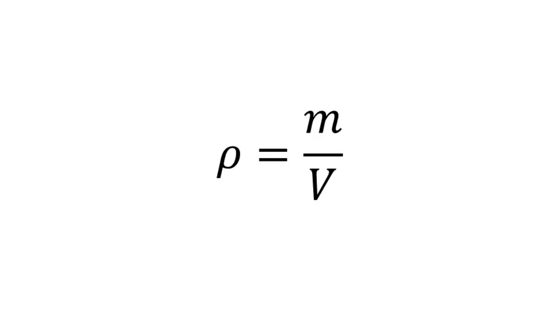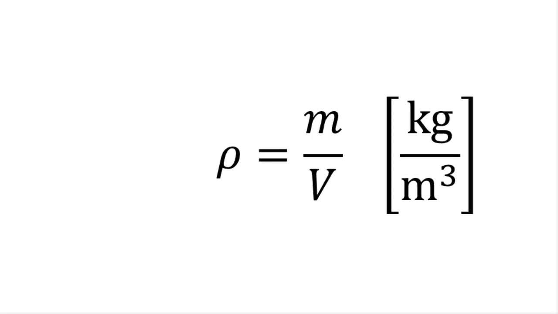In formula form, density is represented by the Greek letter rho and is equal to the mass divided by the volume. Since mass has a unit of kilograms and volume is a three-dimensional measure of length and it has a unit of meters cubed, then the density has a unit of kilograms per meter cubed.